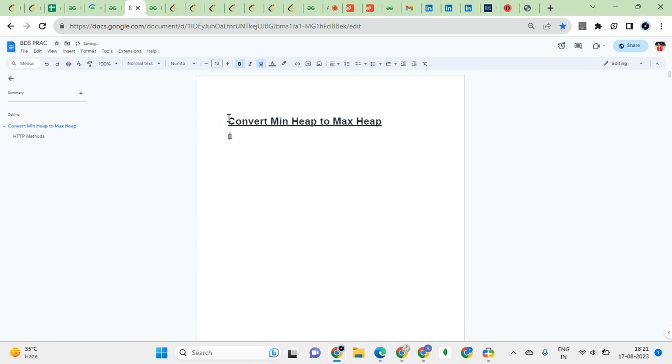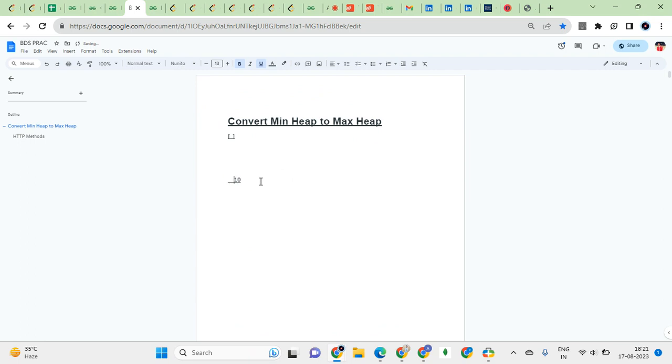So, converting min heap to max heap. The whole idea about this problem is that you are given a min heap. You would know that heaps are basically a tree structure, but they are represented through arrays. Let's say my first node, the root node, has a value of 10.